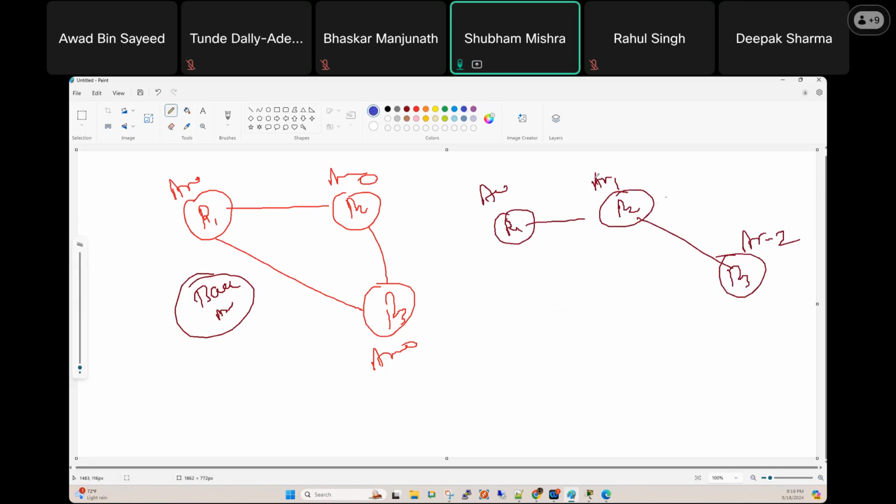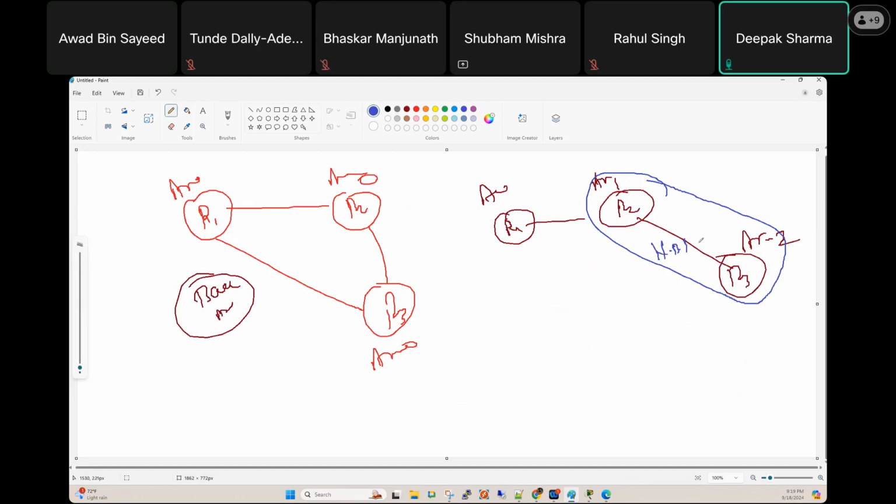Can these routers connect with each other? No, because both are in a non-backbone area. If you want to make communication possible between non-backbone areas, you must have a backbone area. It means those routers must connect with the backbone. It means you need to establish a connection like this, a virtual one. Are you getting my point?